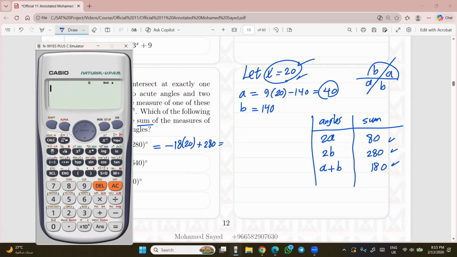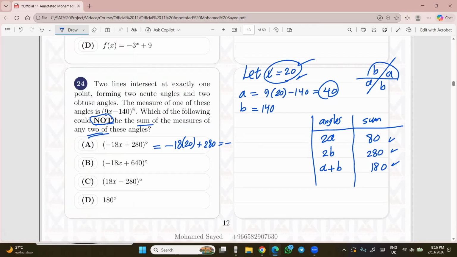Negative 18 times 20 plus 280, and get the number which is not listed here. This is the answer, because this number is not here, and we need the answer which is not included in these three. What about letter B, if you want to check?